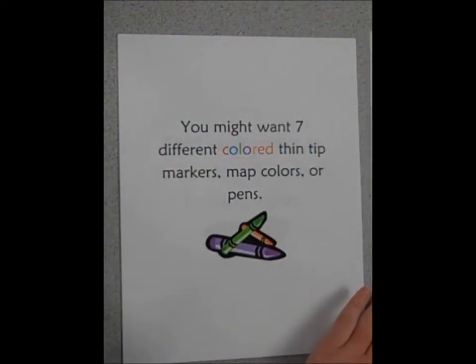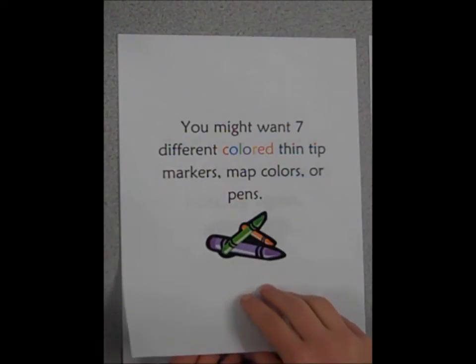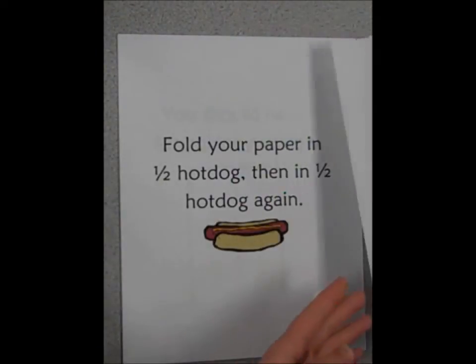You might want to get 7 different colored either thin tip markers, map colors, or pens. Thick tip markers are not going to work because you're going to be writing really tiny. You don't have to have different colored markers, or if you just have 3 or 4, you can do that, but there are 7 sections, so 7 would be the best. So pause this and go get you some markers.